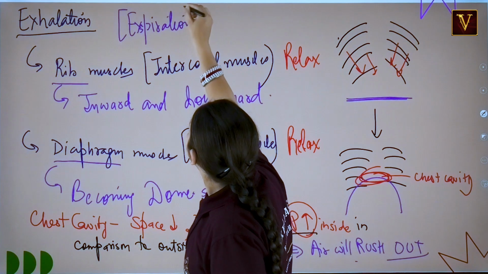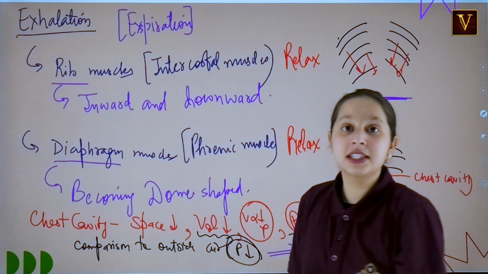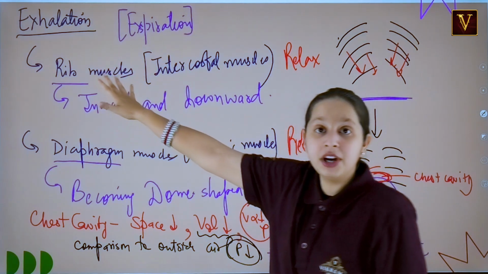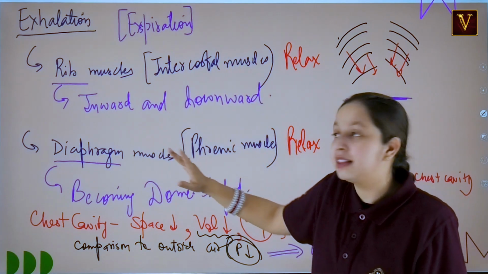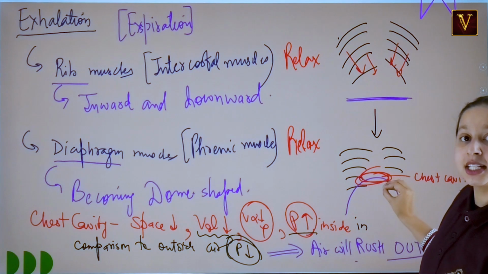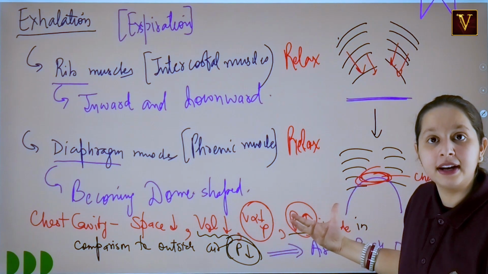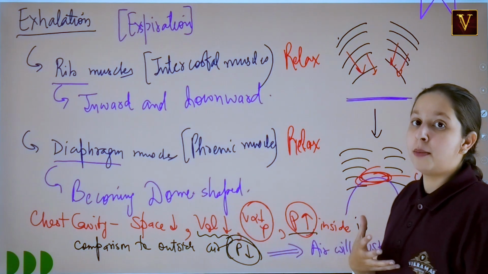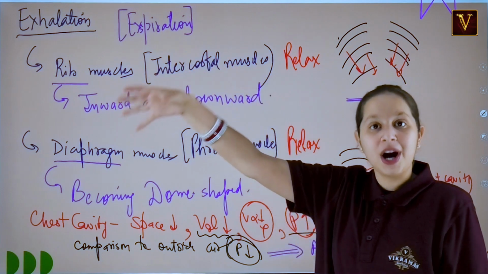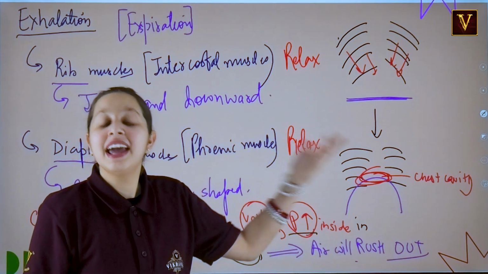Understood? So in case of inhalation, our diaphragm and rib muscles are contracting. But in case of exhalation or expiration, rib and diaphragm muscles are relaxing and coming back to their normal position. With that, space inside the chest cavity is decreasing and pressure of air inside is increasing in comparison to outside. So from the inside high pressure area to the low pressure area, which is outside, the air will rush out. This is how we expire, we exhale.